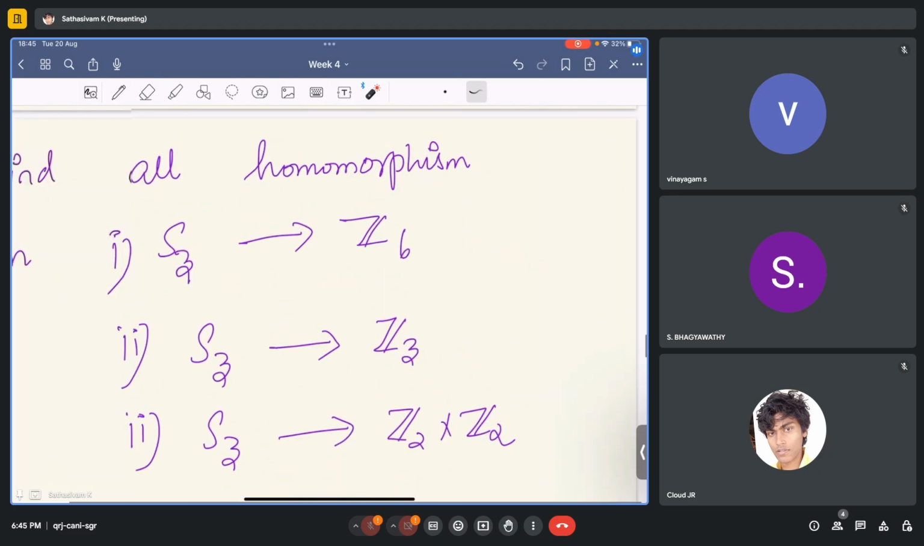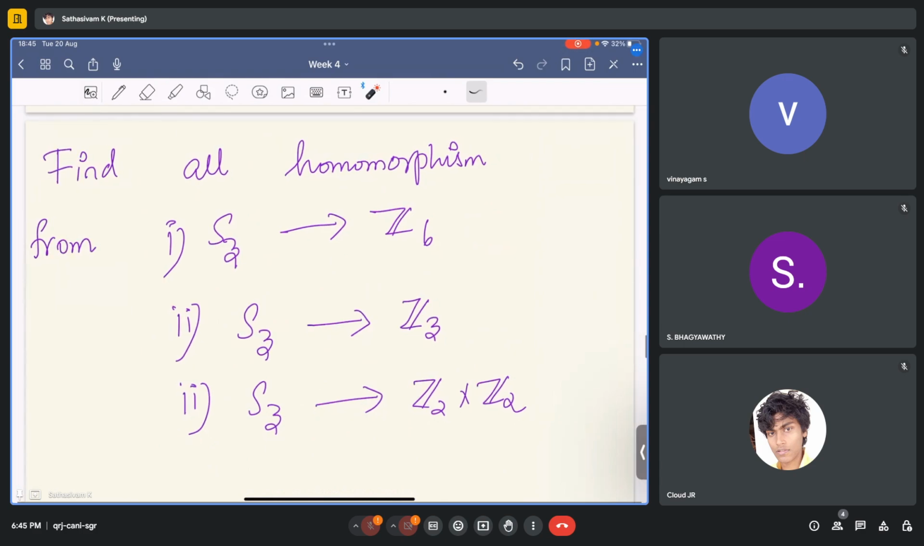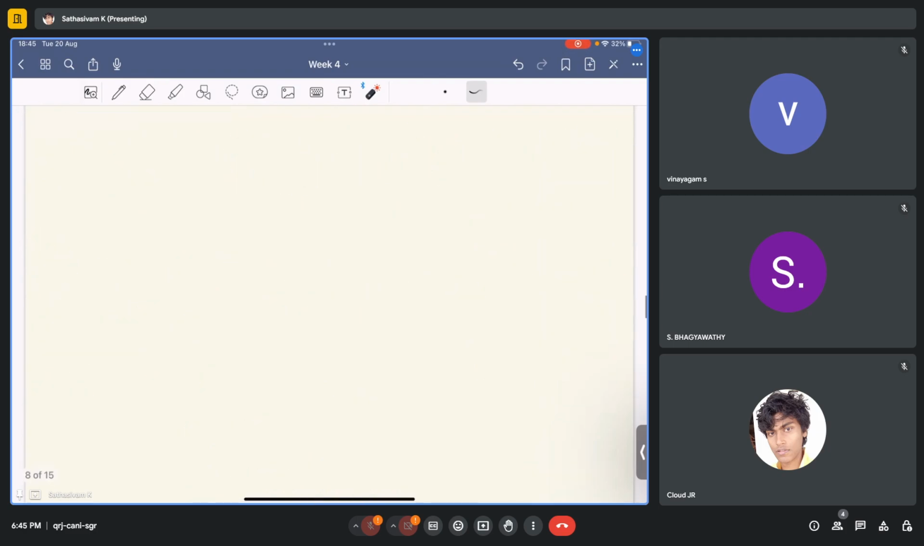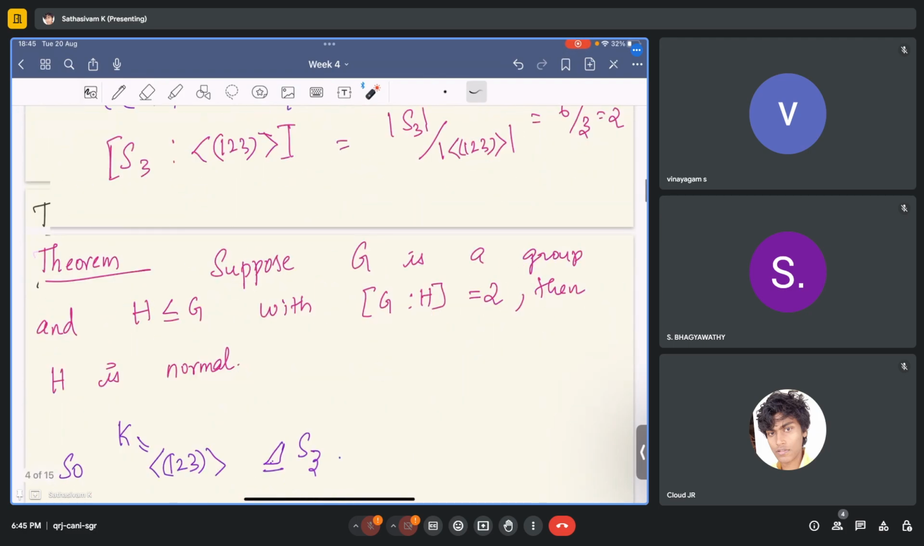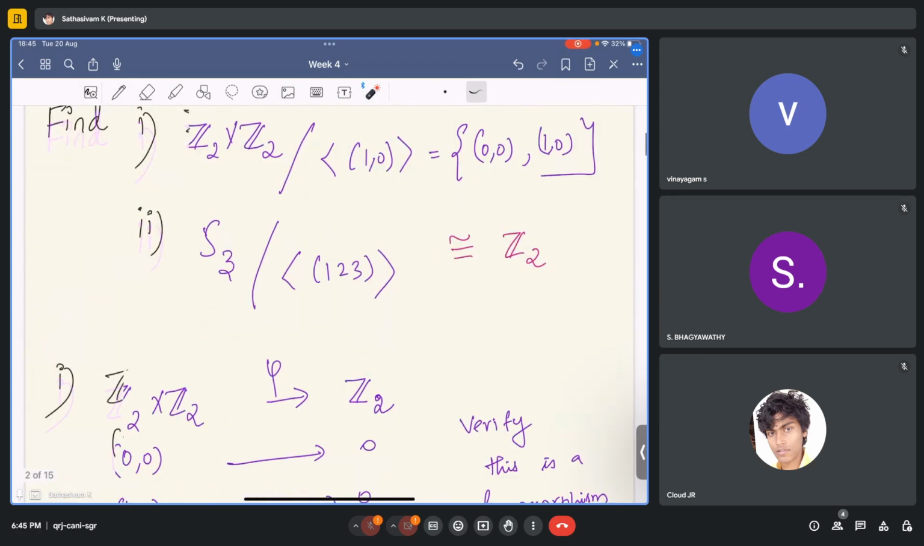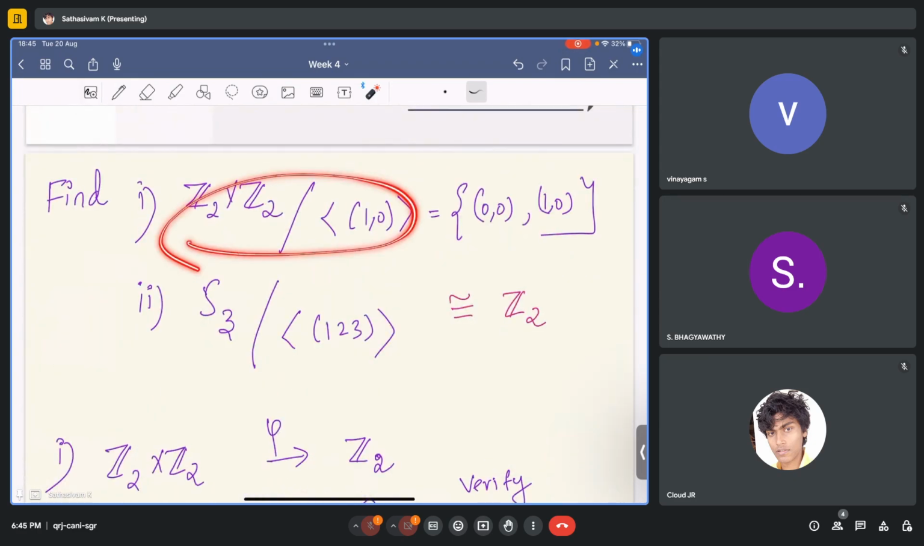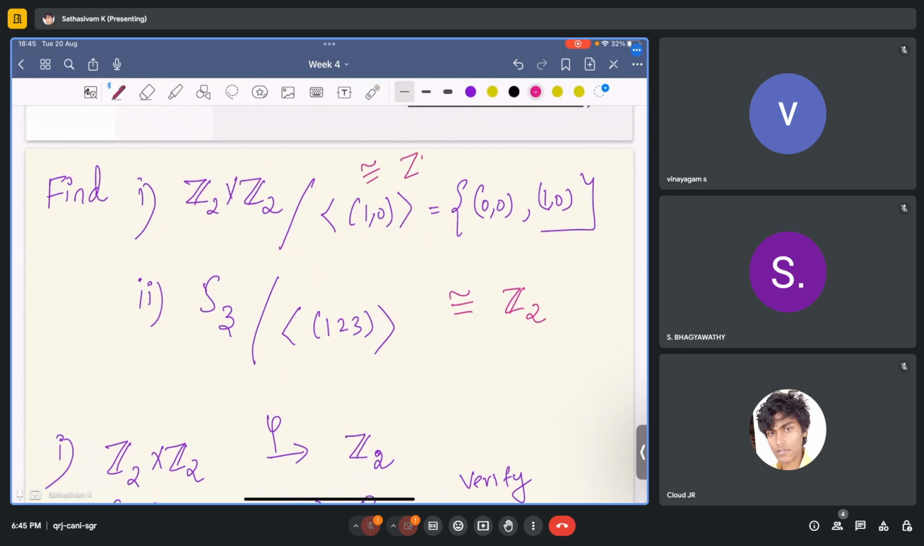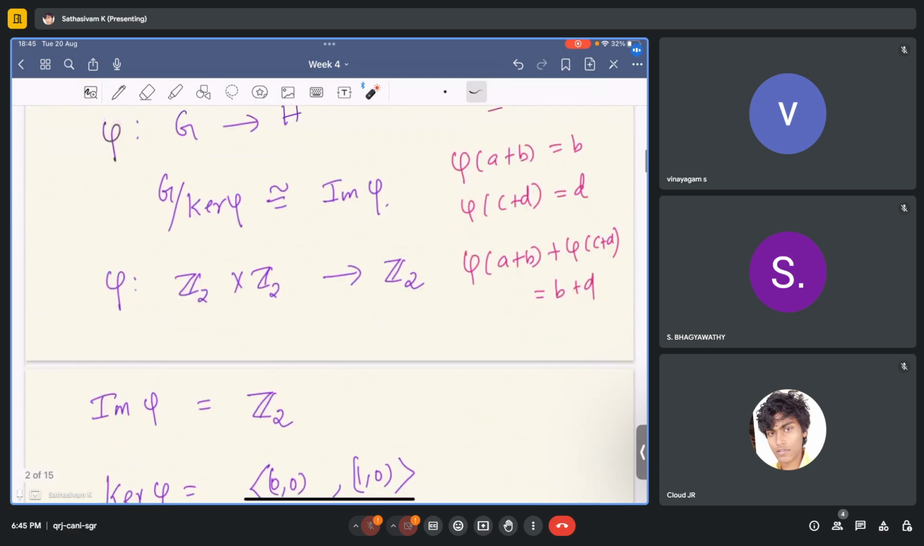Okay, let's come back to some more interesting problems. In the very first question, what we did is we identified the quotient group. So we said, what is this? This is isomorphic to Z2. And this is also isomorphic to Z2. So we identified it. Now let's compute all the homomorphisms.